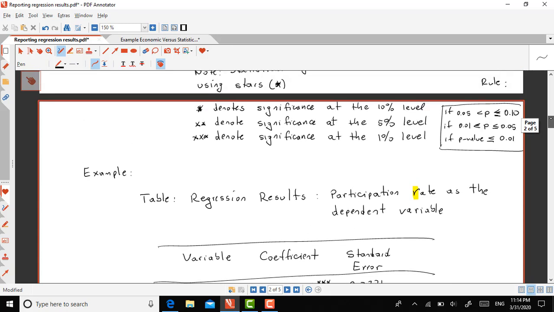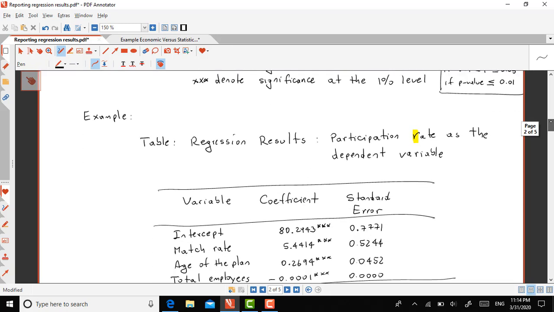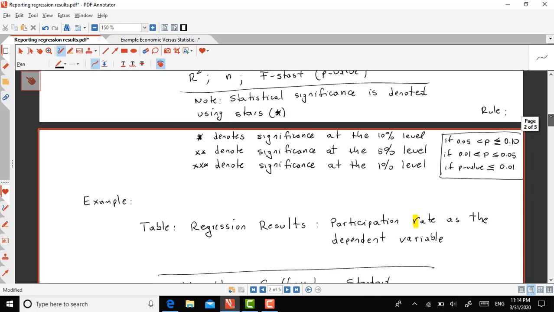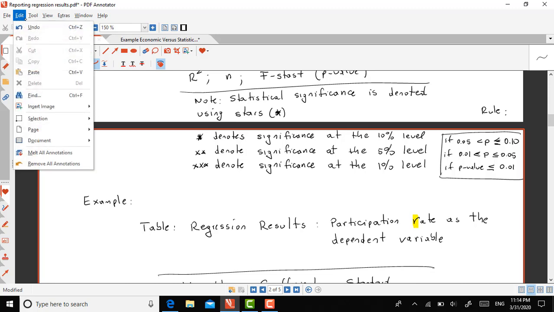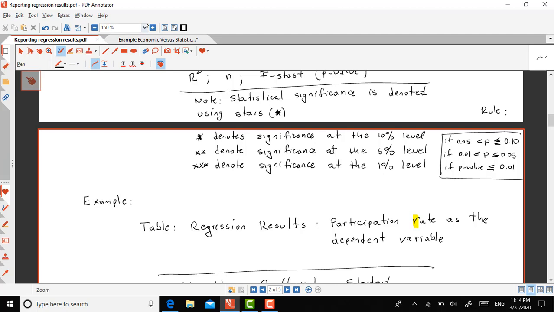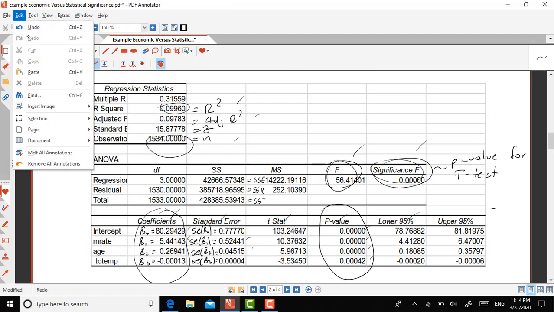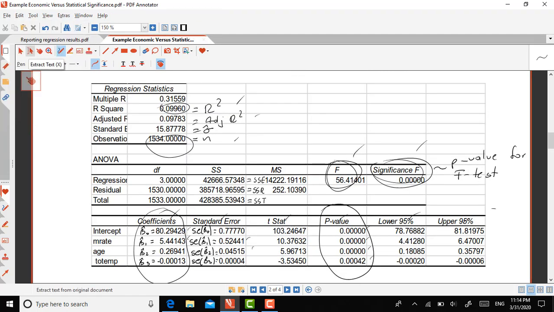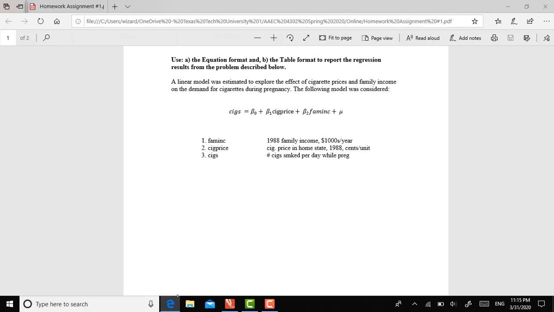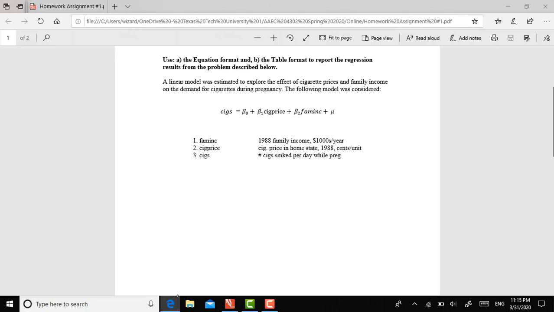And you have an assignment that I placed, that you also have access to. Let me save everything and show you what the assignment is. We use the same example that we used in the previous class. Let me see, I have it online. So basically what I'm asking you is to use again the question format and the table format to report the regression results from a problem.